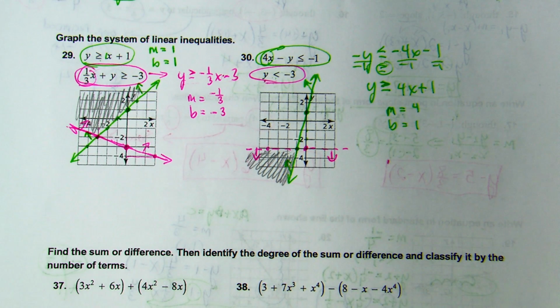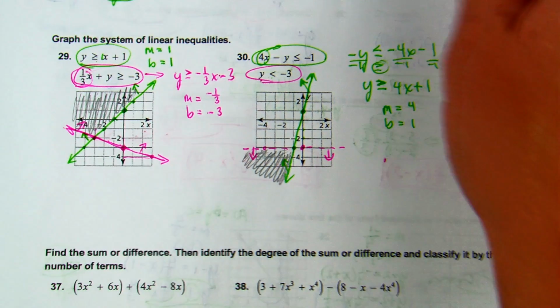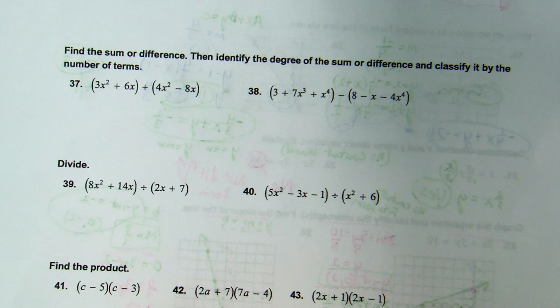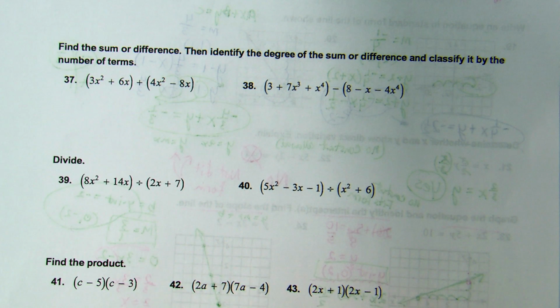Okay, moving along, we're going to look at sums and differences of different polynomials, we'll say. And what it wants to know is, it wants us to find the sum and difference, and then it wants to identify the degree of the sum or difference and classify it by the number of terms.